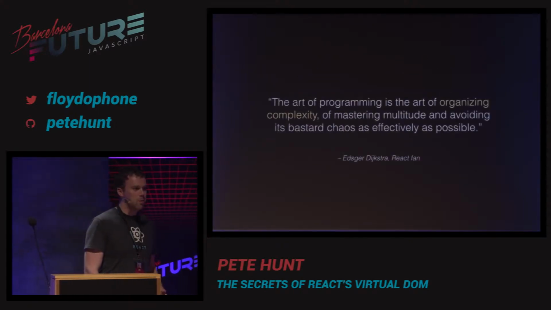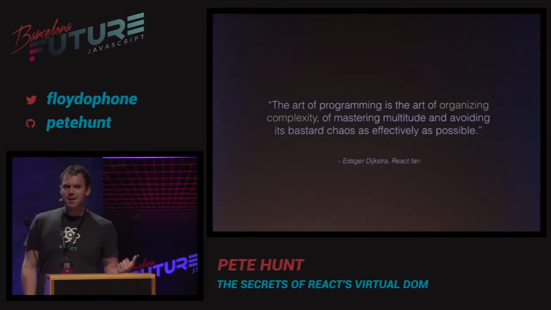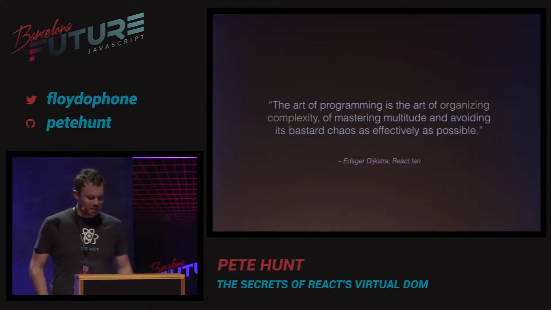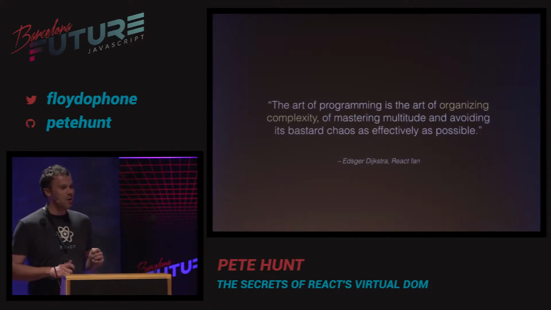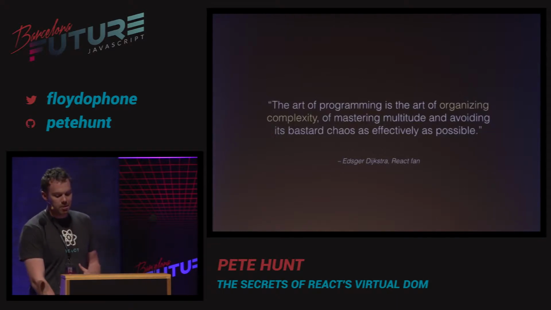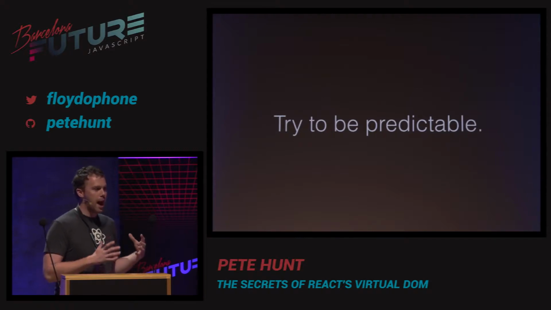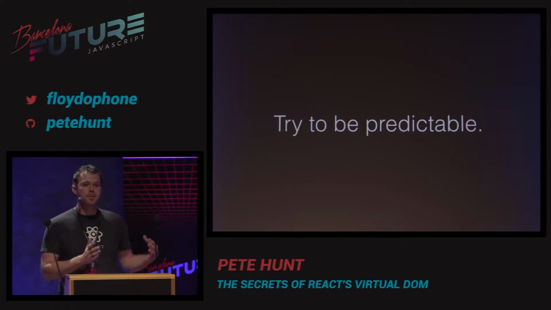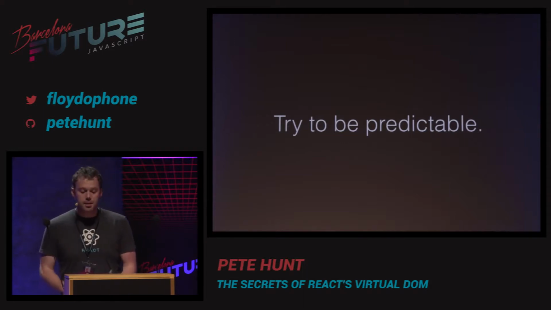The good news is we're programmers, and our job is to organize complexity. So Jeremy beat me to the Dijkstra quotes today, but I got plenty of them. So the art of programming is the art of organizing complexity, of mastering multitude, and avoiding its bastard chaos as effectively as possible. One technique that we found, one of the most important techniques we found, is to focus on being predictable. I want my app to break the same way in development that it does in production. And I want to be able to reproduce the state of my application without doing too many imperative operations that are difficult to test and reproduce.